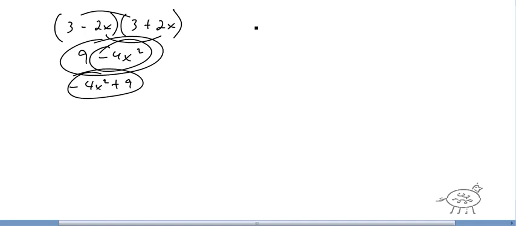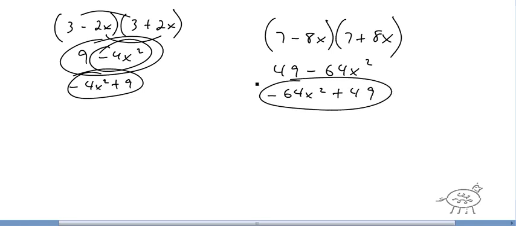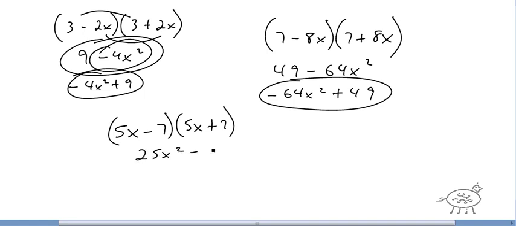7 minus 8x, 7 plus 8x, opposites. So we get 49 minus 64x squared. Put it in descending order: negative 64x squared plus 49. Okay, 5x minus 7 and 5x plus 7. That's 25x squared minus 49. That one's already in descending order. That one's perfect.